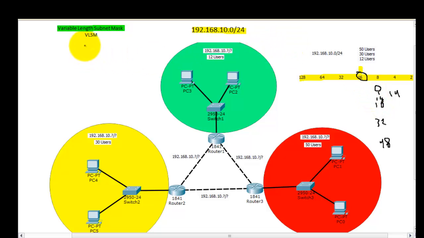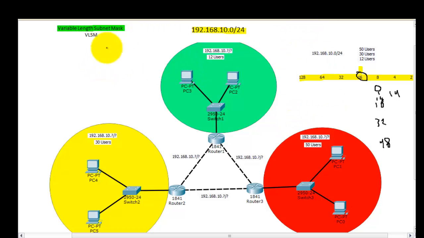So today we're going to talk about VLSM, variable length. It's not necessary to be an increment of 16, like 0, 16 plus 16 plus 16 plus 16 in this case. It can be different lengths. That's why they call it variable length subnet mask.